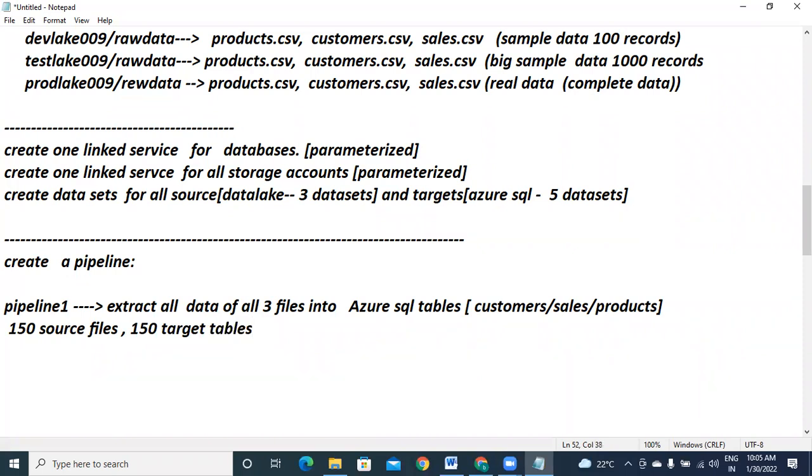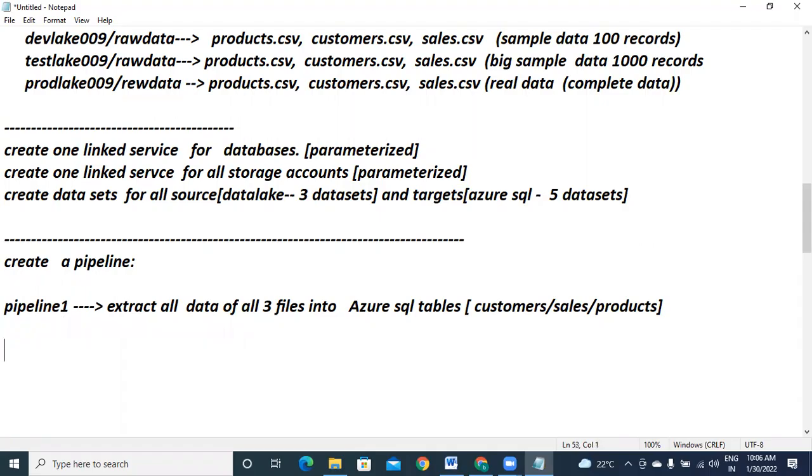I have 150 source files and 150 target tables. In this case, if you proceed in the previous way, it is very tough for designing the pipeline, and execution also matters. Got it? So what is the best solution? You have to tell me my task. That's why my question: by using a single pipeline, extract all data of all the 3 files into my Azure SQL tables. This is pipeline activity number 1. A single pipeline has to do that, remember. Got it?